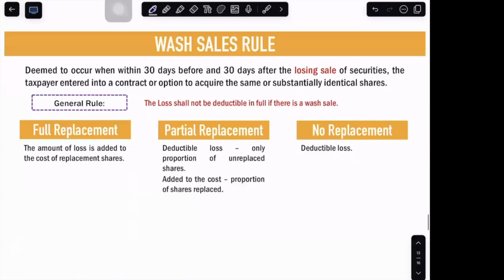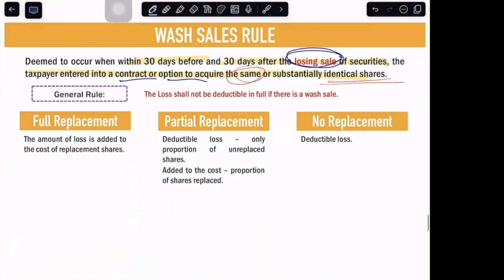So, let's go to special rules on this tax. We have here the wash sales rule. So what is this wash sales rule? It is deemed to occur when, within 30 days before and 30 days after a losing sale of securities, the taxpayer enters into a contract or option to acquire the same or substantially identical shares. We don't need the same shares as long as the shares are identical. Take note, either contract or option. But look into the losing sale. What is a losing sale?